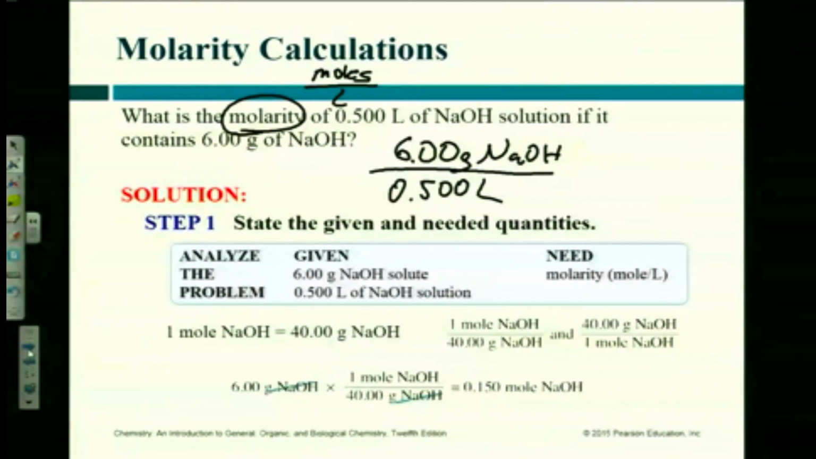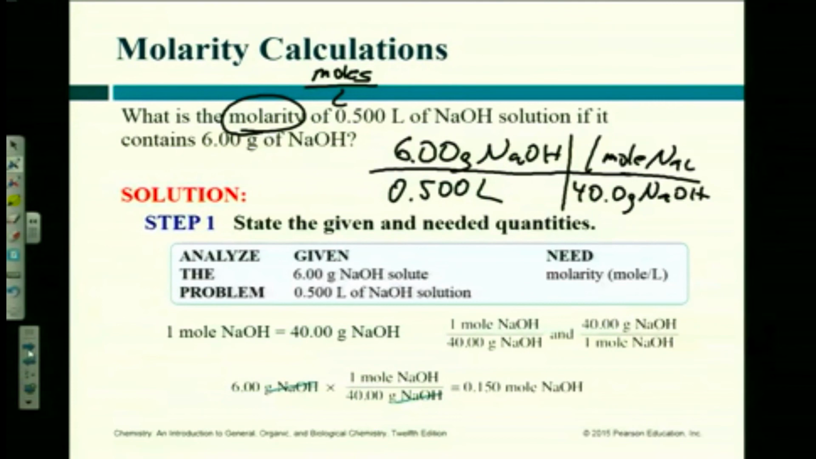So what do I have to do? I have to use a molar mass to go from grams to moles, don't I? So I'm going to do 40.0 grams of sodium hydroxide is 1 mole of sodium hydroxide. How did I get that? From the periodic table, right? Sodium's 23, oxygen 16, hydrogen's 1. Add them together, gives me 40 grams. It's 1 mole. Now look at my units. What happened? Grams of sodium hydroxide canceled, and I'm left with moles over liters. This will tell me the molarity.